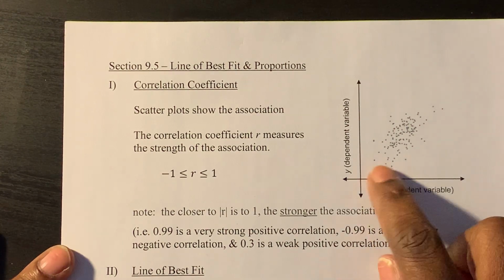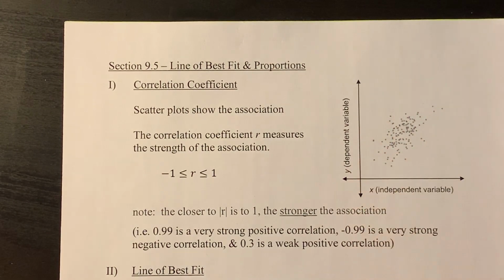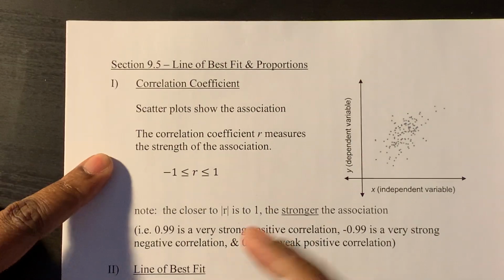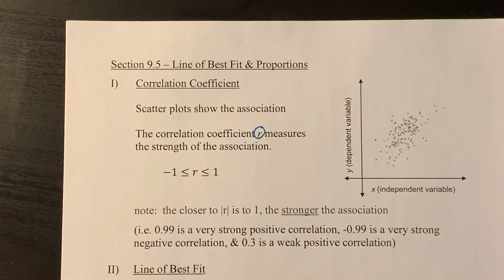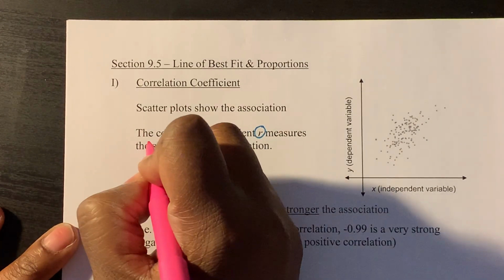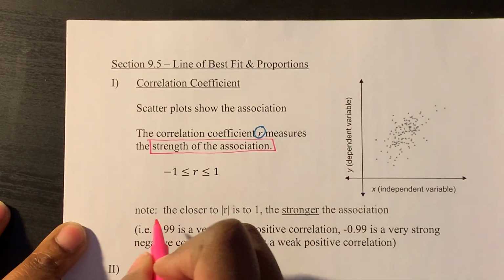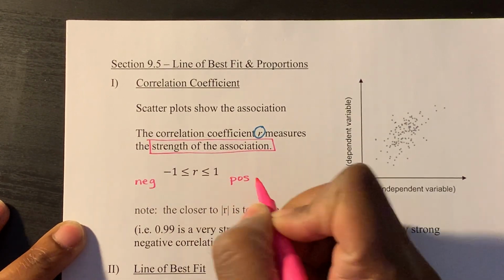So let's start with this. Line of best fit: we're going to look at the correlation between the data that's here, and can we find, is there a relationship, either positive or negative? The first thing we're going to look at is the correlation coefficient, which is the R in this situation, and it's going to measure the strength of the association between the data points. And it's either going to be a negative correlation or a positive correlation.